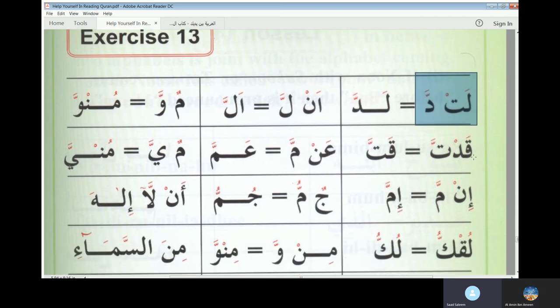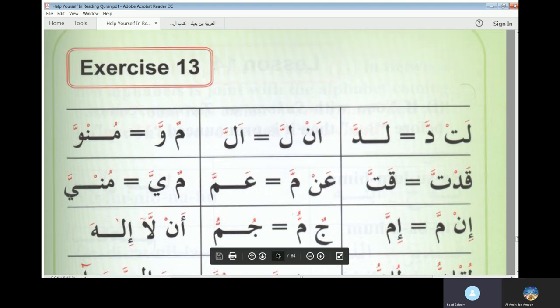I'm tired. You want to stop here? Yeah. Okay. We'll stop here, page number 57, and inshallah tomorrow we'll start this.